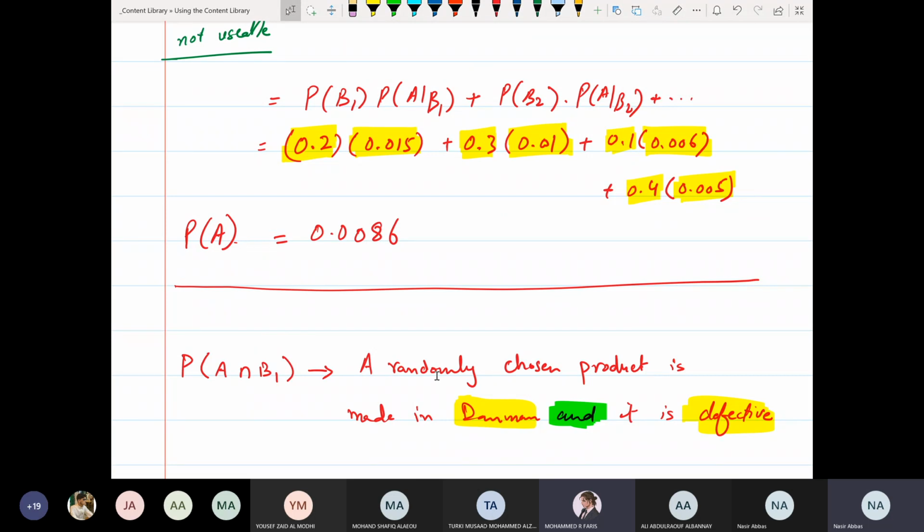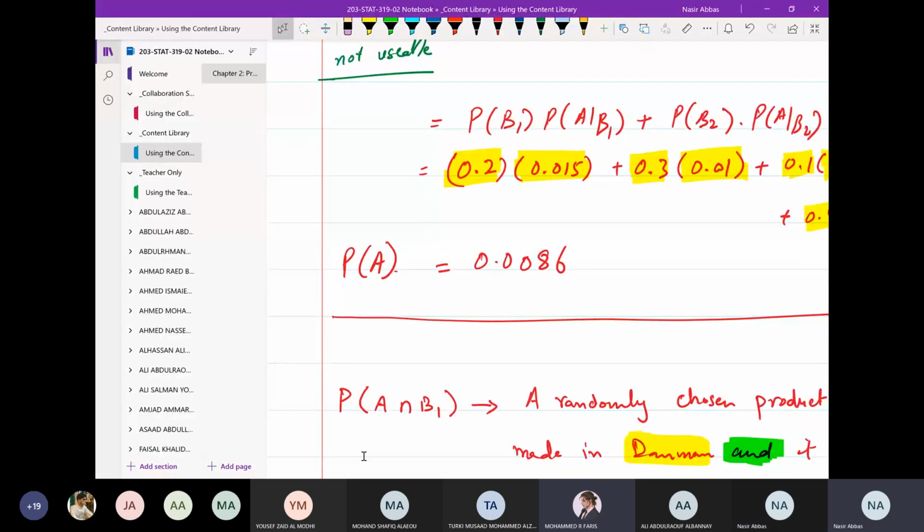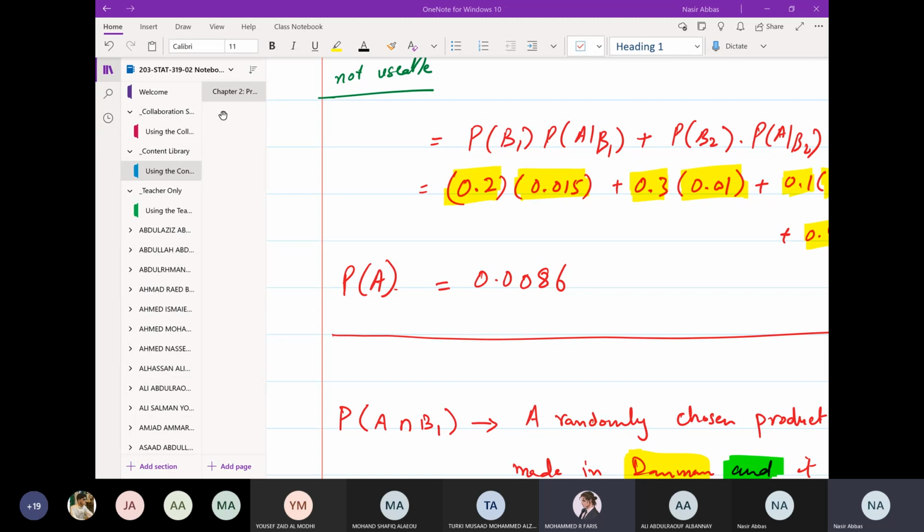So, Doctor, if we need to calculate all the manufacturing, whether it is effective or defective, we need to do it like GPA. Exactly like GPA. You need to do the calculations exactly like GPA. Okay, thank you.